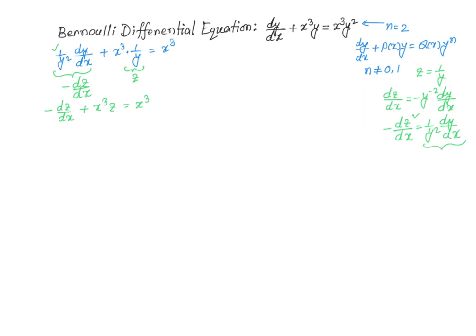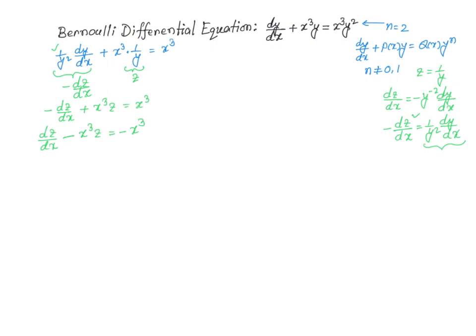If I multiply both sides of this equation by negative 1, that gives me dz over dx minus x cubed times z is equal to minus x cubed. This is what I get. Now, this is nothing but a first order linear differential equation that I could solve by using an integrating factor.